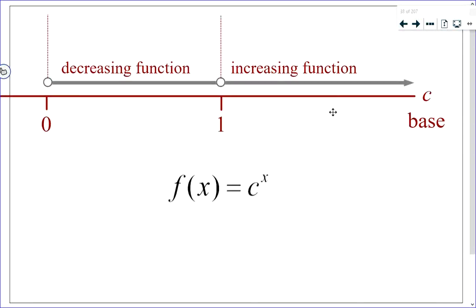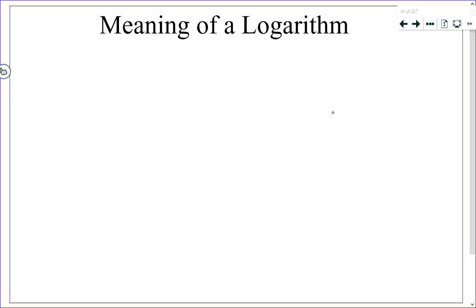When we take a look at this graphic that is in your notes in the unit handout, we can now say, well, if it's a decreasing function, that's exponential decay, and if it's increasing, that's exponential growth.